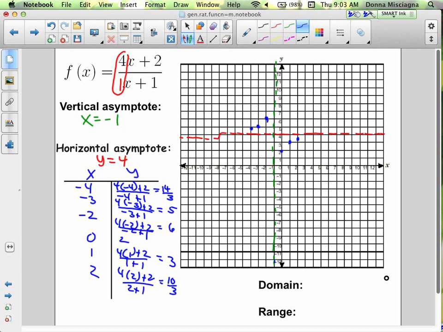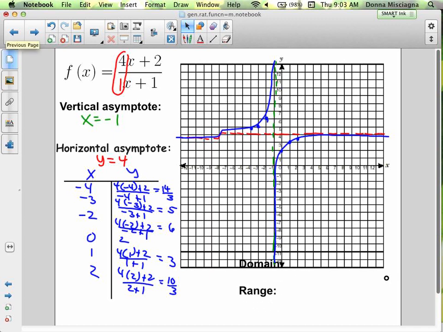All right, so it cannot cross the vertical asymptote, and it will not cross the horizontal asymptote. There we go, and a little glitch there goes along with the asymptote. All right, so there's our graph there.